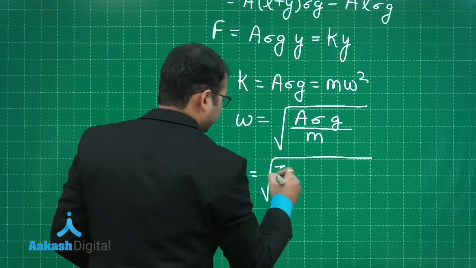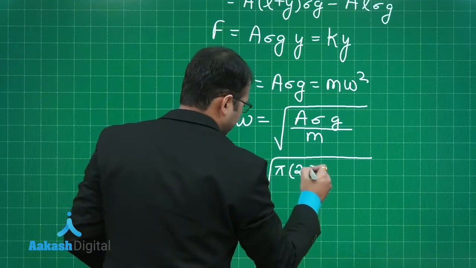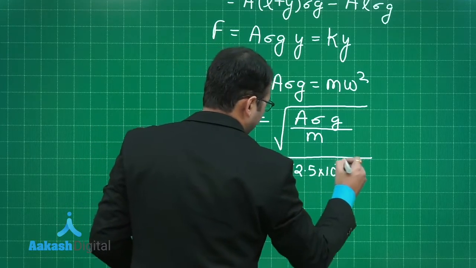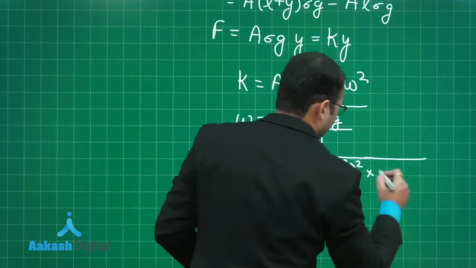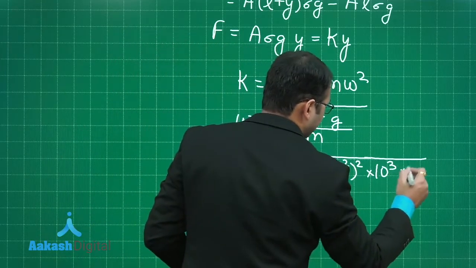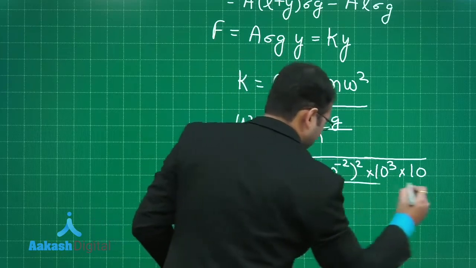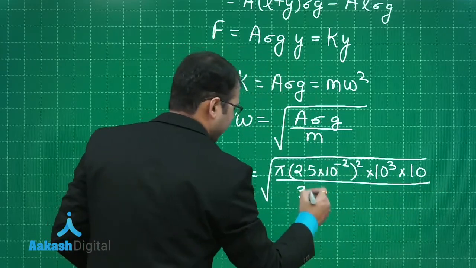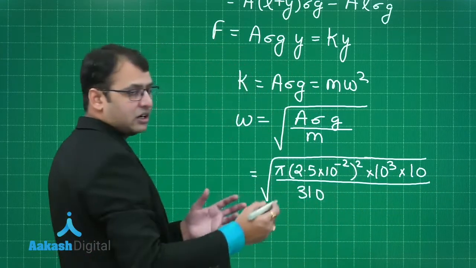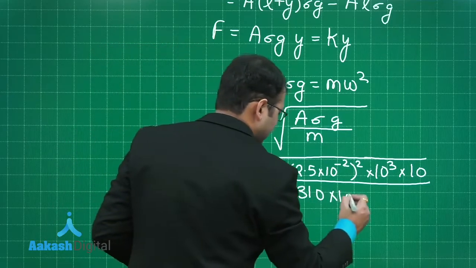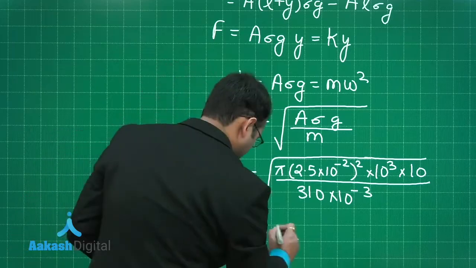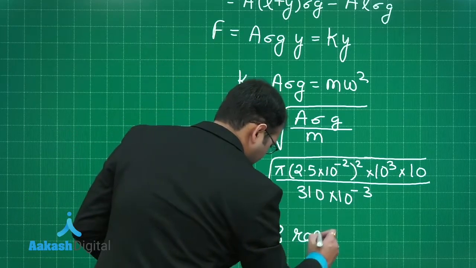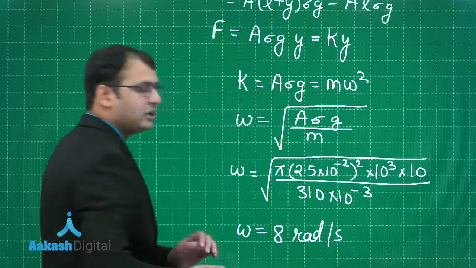What would be area? Pi into radius, this is 2.5 into 10 to power minus 2, whole square. Sigma, that is density of water, would be 10 to power 3 kg per meter cube, into g is 10, and this should be divided by mass, which is 310 ml, that would be 310 grams, and if I convert it into kg, I will get this, right? On solving this, you will get 8 radian per second approximately.